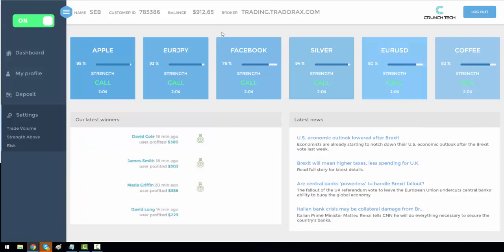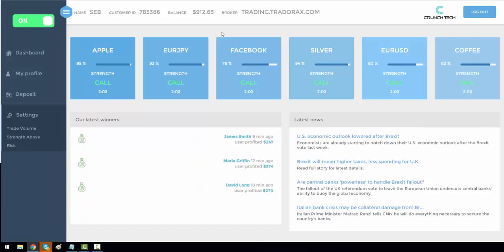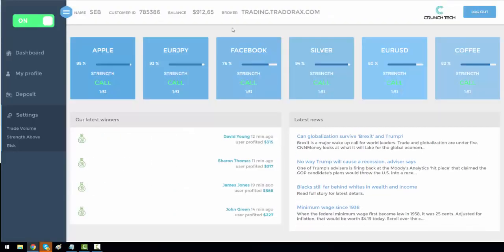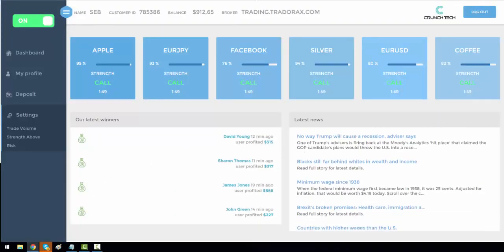Now, I'm going to set the auto trader on because I know it's going to be a good time to trade. There is a volatile movement happening right now on the USD, and I know that hopefully Crunch Tech will be able to pick up on this like they did yesterday as well, which is why my balance is now on $912.65.